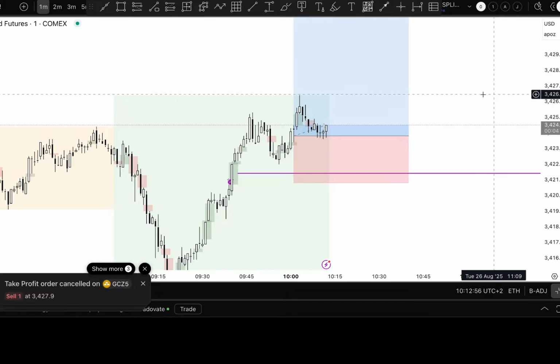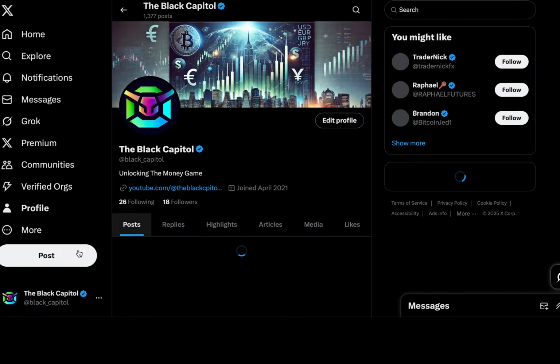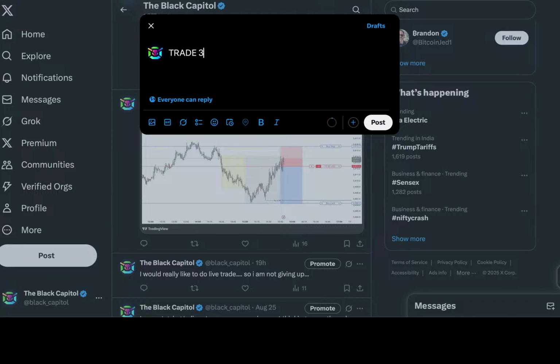That's trade 358. So we've been on a losing streak for some time, three, four trades. I think trade 359. 359. Gold long. Yeah, it's a good one.